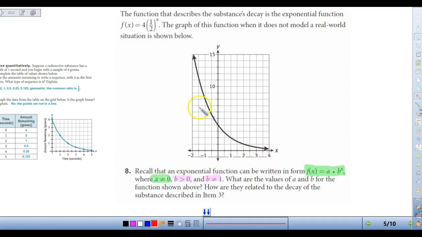So it doesn't have that restriction on time, so it can cross right over and it can go both directions. All the way this way, it keeps getting higher and higher. This way, it keeps getting smaller, smaller, smaller.